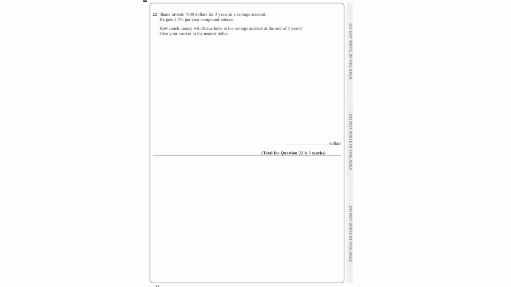Question 22. Shane invests $7,200 for 3 years in a saving account. He gets 2.5% per year compound interest. How much money will Shane have at the end of the 3 years, giving your answer to the nearest dollar?